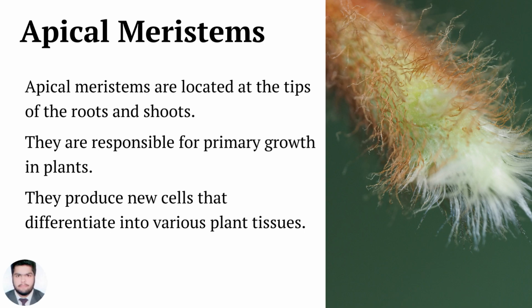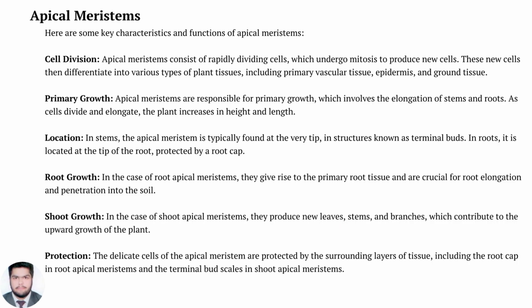Apical meristems. Apical meristems are located at the tips of the roots and shoots. They are responsible for primary growth in plants. They produce new cells that differentiate into various plant tissues. Apical meristem. Here are some key characteristics and functions of apical meristems.